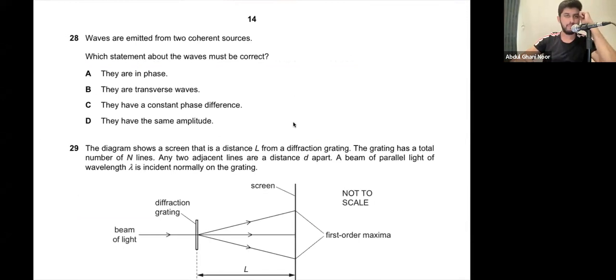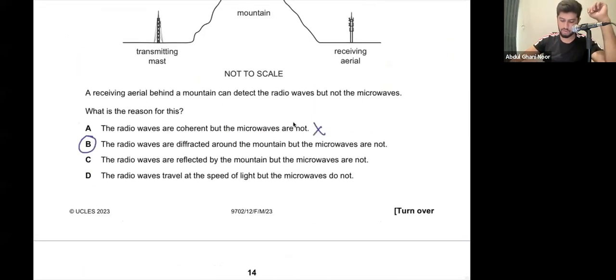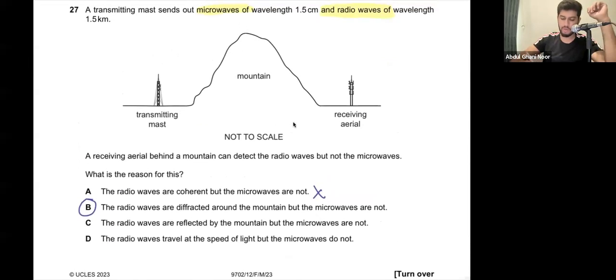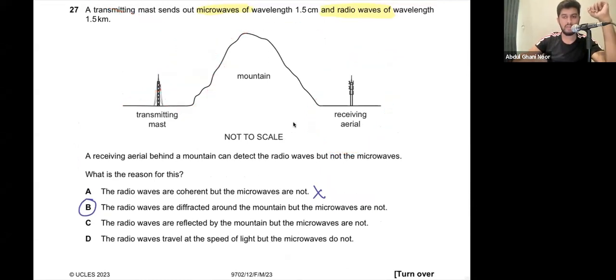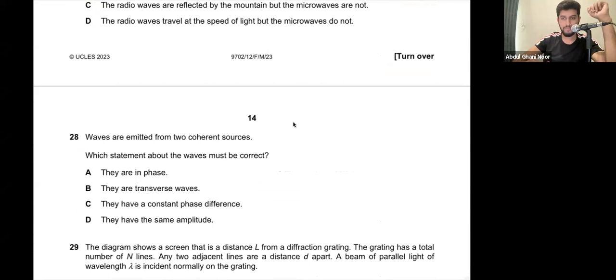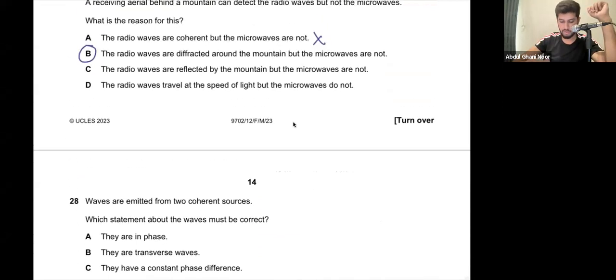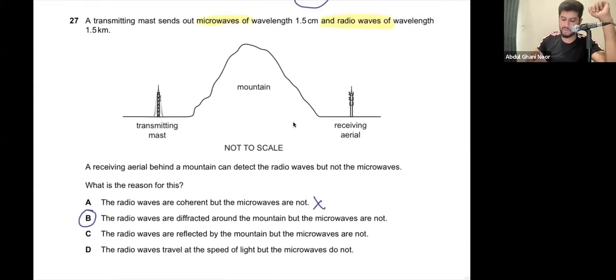Sir, why is C wrong? The radio waves are reflected by the mountain. No, if let's say the radio waves were reflected back, they would reflect back like this. They would reflect back like this. But for reaching the receiving aerial, this has nothing to do with these radio waves going to the receiving aerial. Hatim. Option B means the radio waves are diffracted.